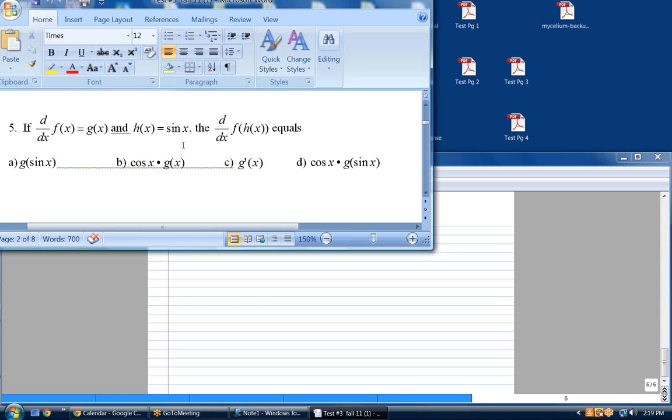You're absolutely right. To take the derivative of f of h of x, I'm going to take the derivative of the outside, which is f prime, which we know is g of x, times the derivative of the inside, which is cosine x. So it's B. Sure. All right.